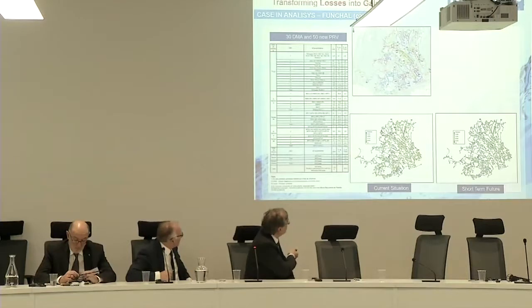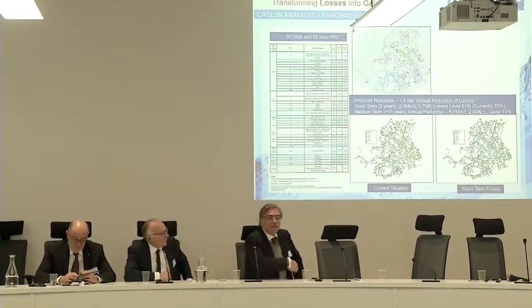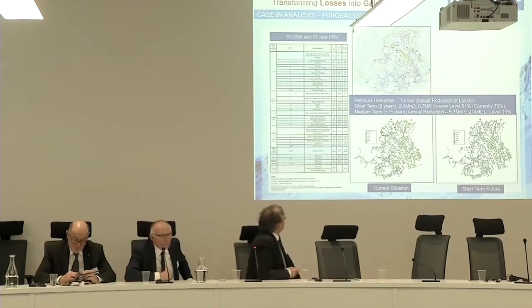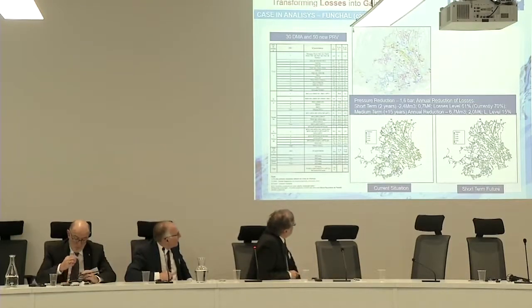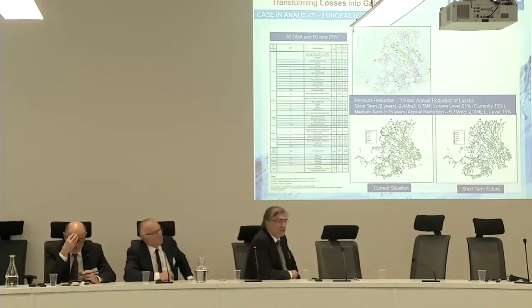So there are no red points, no bubbles, and the pressure drops about 1.6 bar in average terms. There are zones where the drop in pressure is about 3 bar and so on. In the short term, the losses level will turn to 61, and in 15 years, the annual reduction will be 6.7 million cubic meters per year.